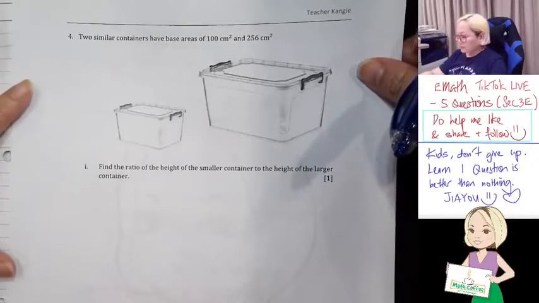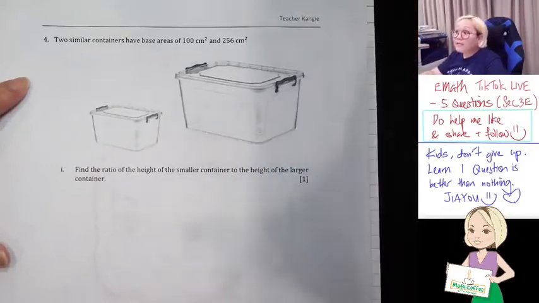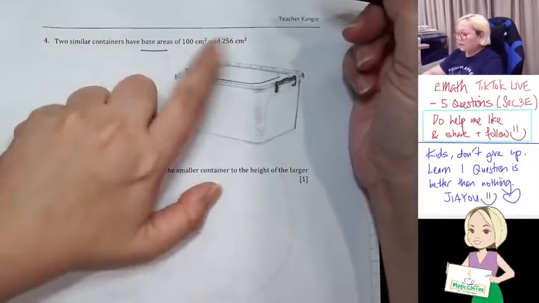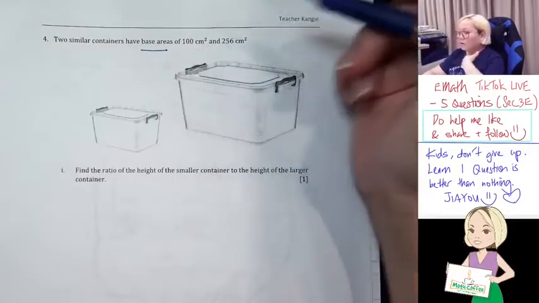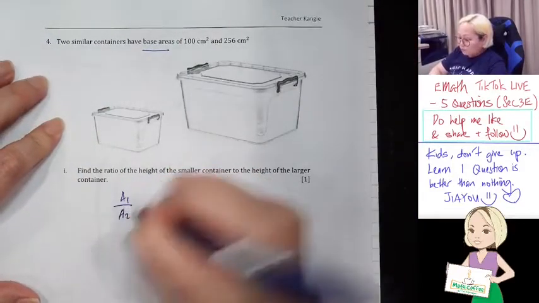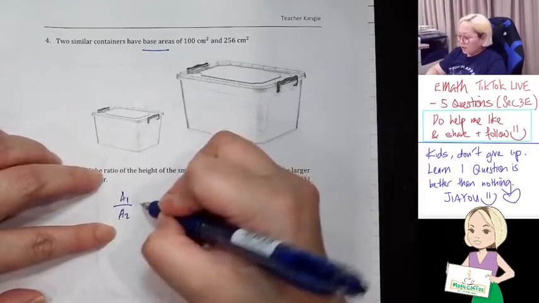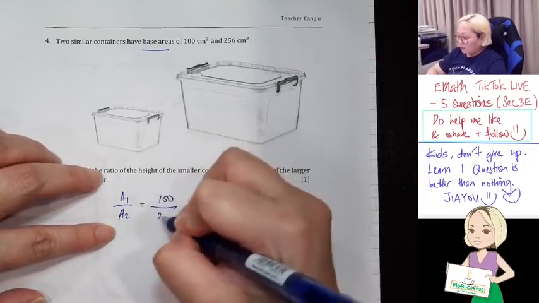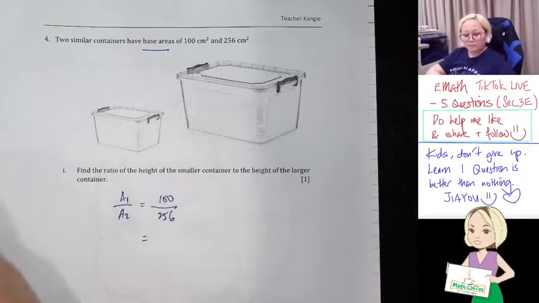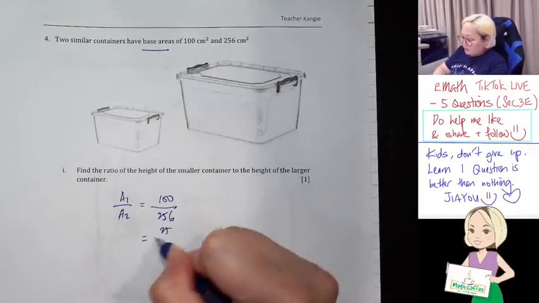Okay, let's continue. This is from the topic area and volume of similar solids. They tell me that the base area is 100 and 256. This is area. My habit is I always put A1 over A2. I always let my A1 be the smaller one and A2 be the bigger one. So my A1 over A2 is 100 out of 256. When you press the calculator, it can reduce to the lowest term, which is 25 out of 64.